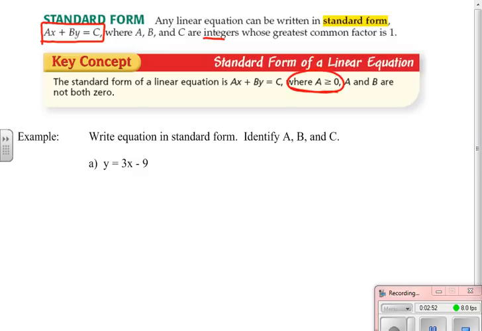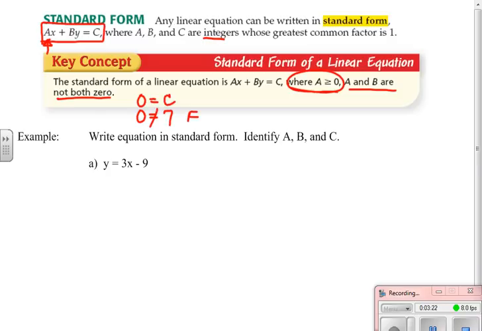A has to be positive. This right here has to be positive. You may have to multiply everything by negative 1, but that's not a huge deal. And A and B both can't be 0. Because think about it. If A and B were both 0, I'd end up with 0 equals some number. I could end up with 0 equals 7, and that can never happen. So they can't both be 0.